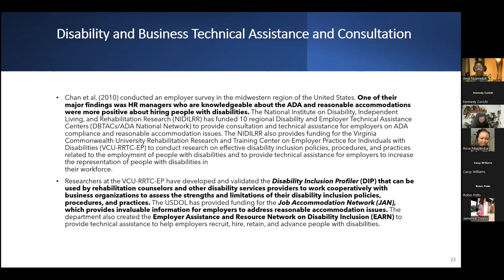And then there's also the Employer Assistance and Resource Network on Disability Inclusion. That's another website. It provides technical assistance to help employers recruit, hire, retain, and advance people with disabilities.